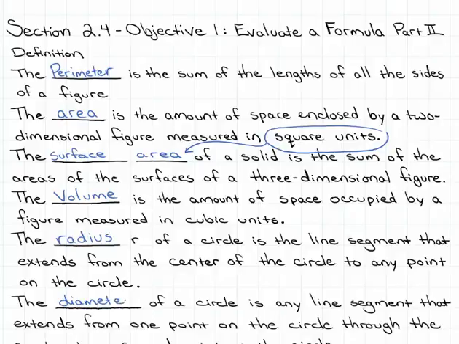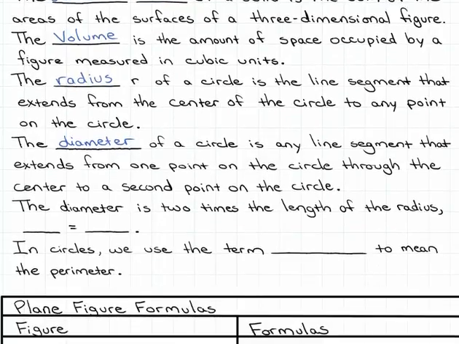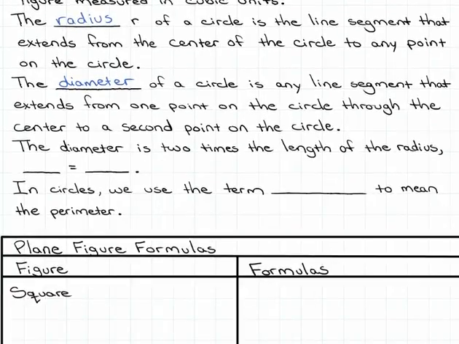The diameter of a circle is any line segment that extends from one point on the circle through the center to a second point on the circle. The diameter is 2 times the length of the radius, so therefore d is equal to 2r. In circles, we use the term circumference to mean the perimeter.